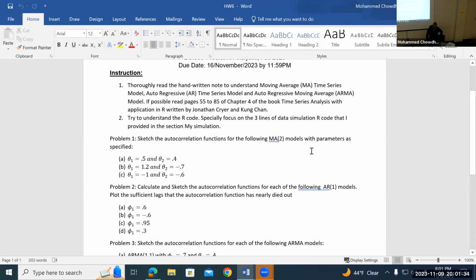Sketch the autocorrelation functions for the following MA2 model. So can you write the MA2 model? The MA2 model has two parameters, right? Theta 1 and theta 2. So use different values of theta 1 and theta 2. Listen, different values of theta 1 and theta 2. And read my first lecture, the first half an hour, 30 minutes. There is the equation I put. On that equation, you will plug in these values, and you will get some values.